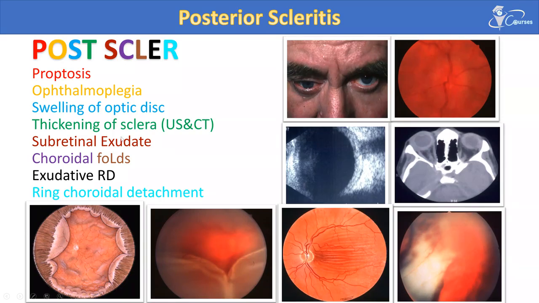The investigations and the treatment of posterior scleritis are the same as the most serious part of anterior scleritis, which is the necrotizing with inflammation. All that goes with anterior necrotizing scleritis with inflammation will go also with posterior scleritis.